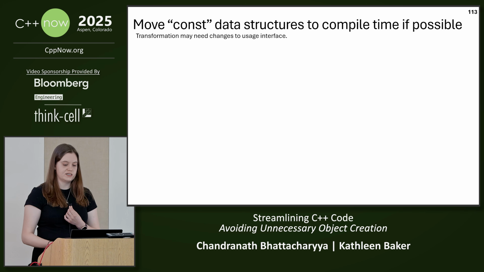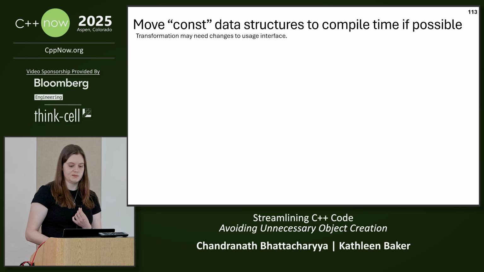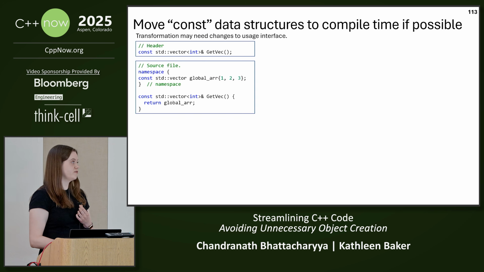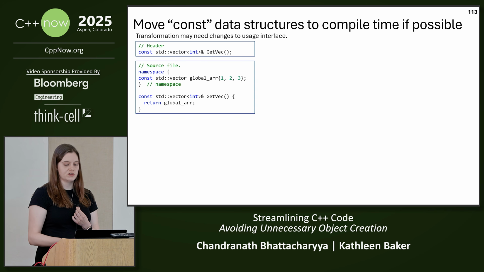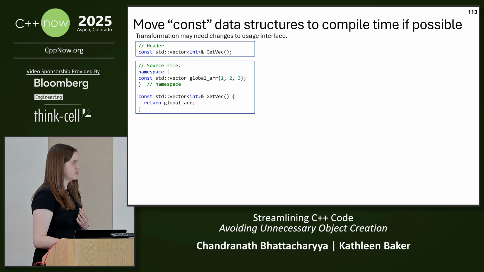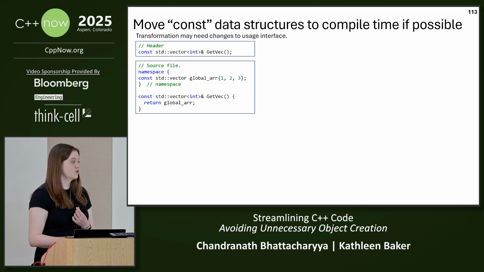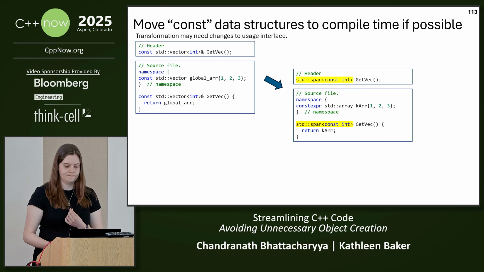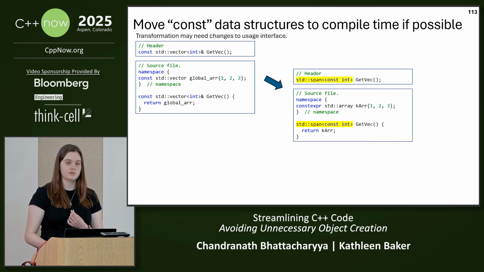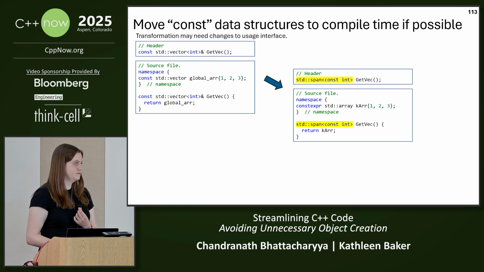Sometimes if we move const data structures to compile time, some changes to the usage may need to be made. For example, here we have a function getVec that returns a const vector reference. So it's returning a reference to a global array above. Instead, if we convert the global array to a constexpr array kArray, getVec will need to return a span instead. So the calling code will also have to change.